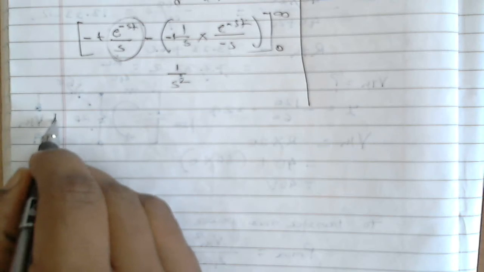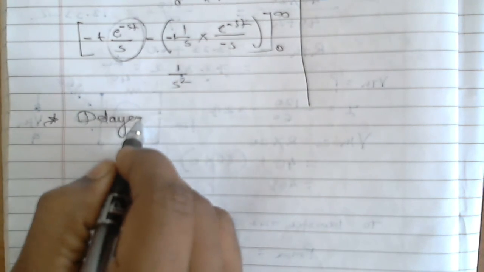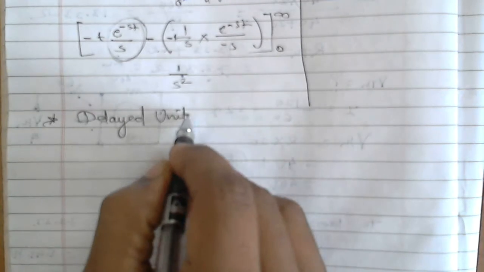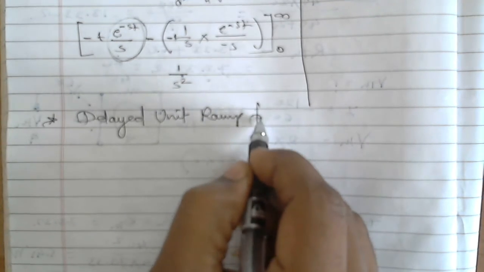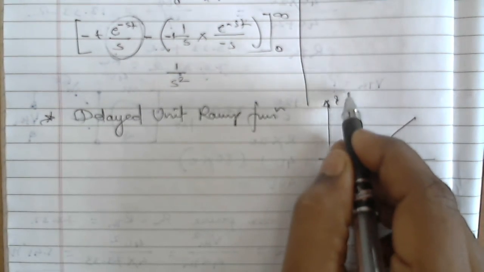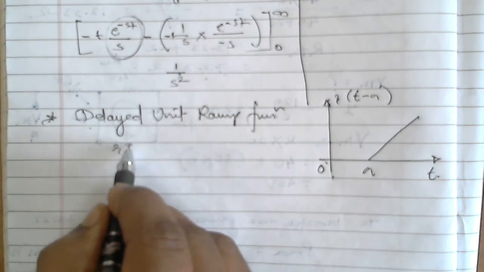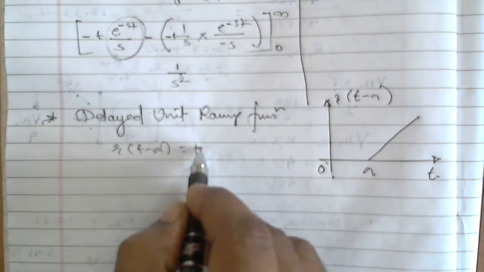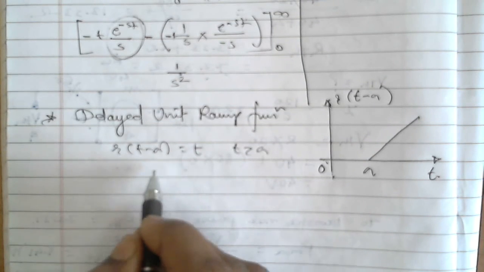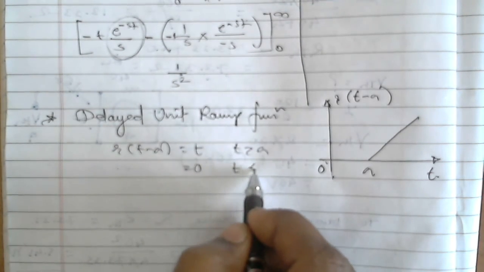Now let's solve the delayed unit ramp function. Again the ramp function is there, but it is delayed. From here it is starting. This is r of t minus a, which is 0 before that. So r of t minus a is equal to t for t greater than a, and it is 0 for t less than a.